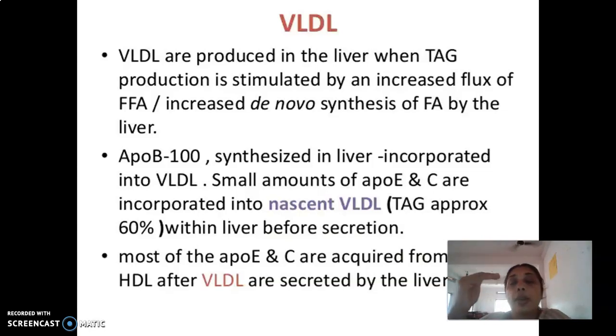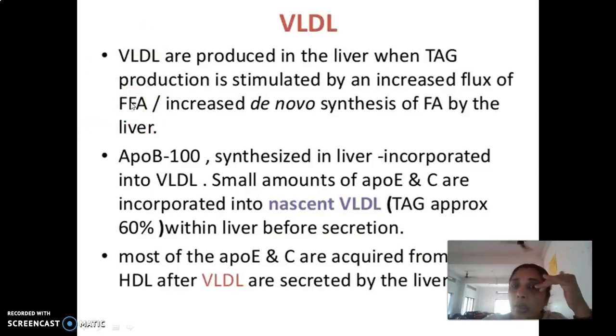Now when you are observing a centrifuging tube, the topmost layer is occupied by the chylomicrons. Next to the chylomicron is the VLDL, that is very low density lipoprotein. VLDL is a lipoprotein whose function is to carry the endogenous TG, that is the TG which is synthesized by the body, not from the dietary sources. The TG derived from endogenous sources is transported by an entirely different lipoprotein, the VLDL, very low density lipoprotein. Again, the major constituent of VLDL is TG.